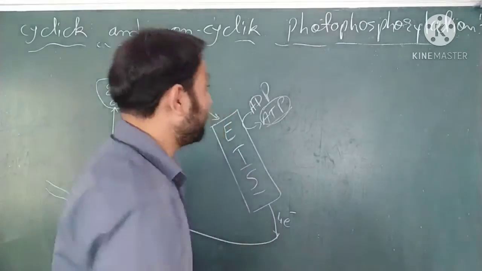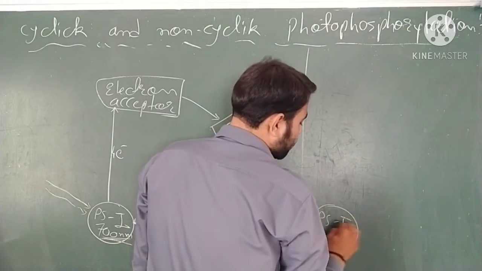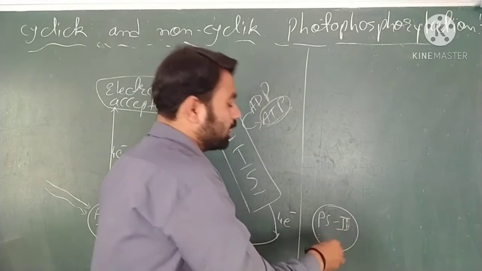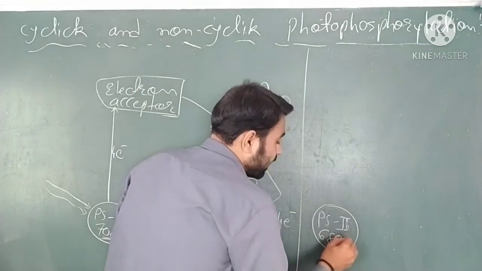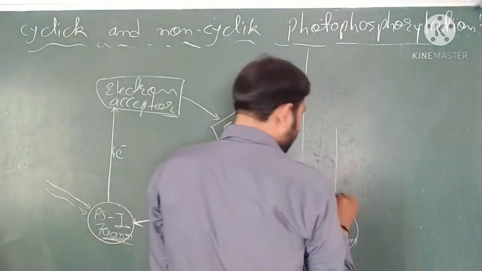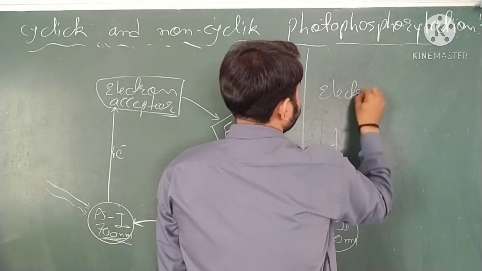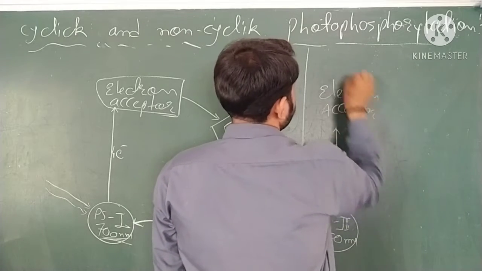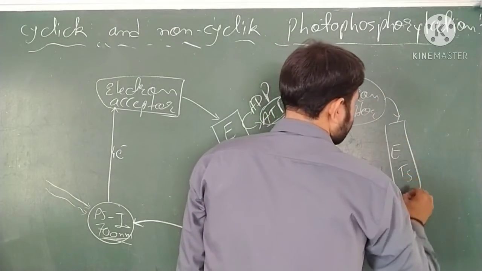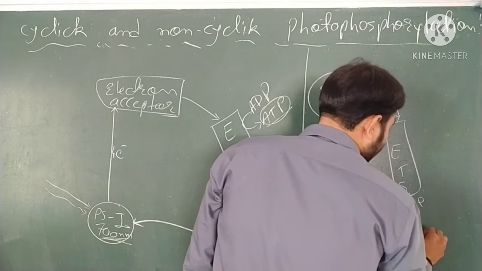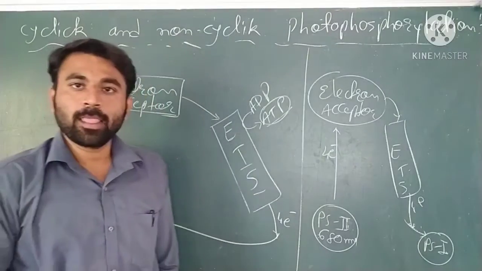Cyclic photophosphorylation. Now the second method, the photosystem 2, as you know, we saw in the early lectures. PS2 is already there, and it is stimulated by a 680 nanometer wavelength. They emit the 4 electrons, and there is an electron acceptor which receives the electrons, then they go to the ETS, and after the ETS these 4 electrons come into PS1.